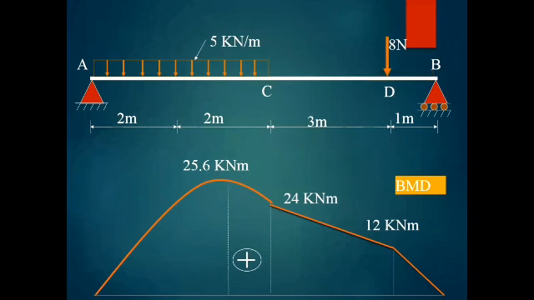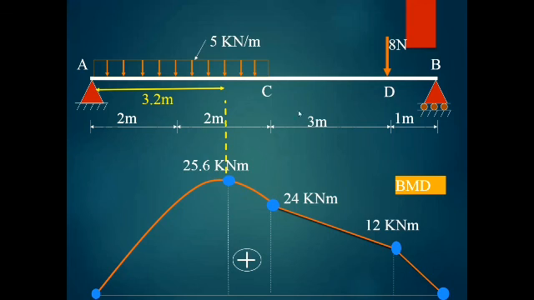So this is my bending moment diagram. At A the value is 0. Then at B the value is 0. At C we have calculated the value 24. At D it is 12. And at point X, somewhere here, it was 25.6 as we have calculated, with distance 3.2 meters.